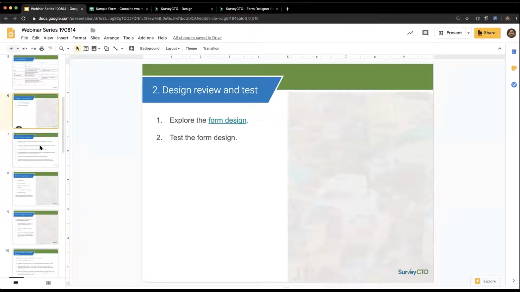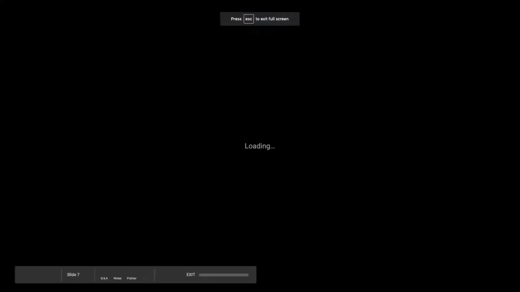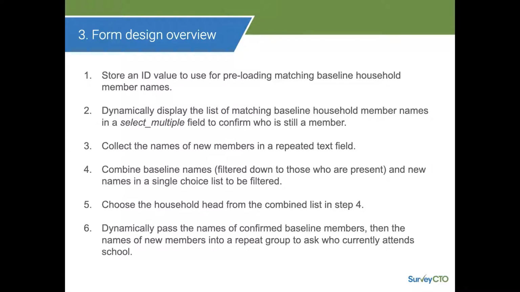So back to a few slides just to build up some theory so we can follow this. In terms of our design overview, here's an outline of the design logic. The form stores an ID value for preloading. A preloaded list of baseline household members are dynamically displayed in a choice list used to confirm who is still a member. The names of new members since the baseline are collected in a repeated text field.